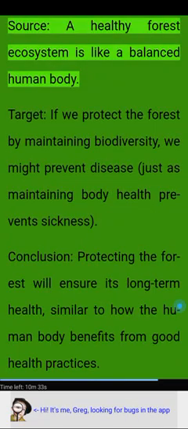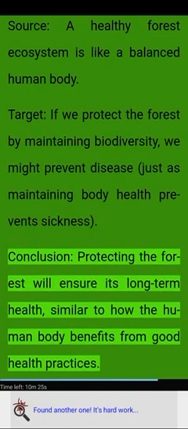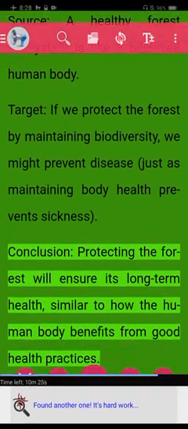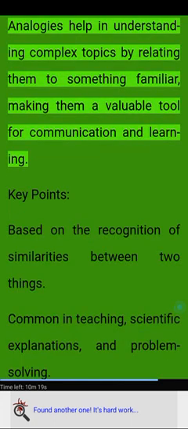Example. Source. A healthy forest ecosystem is like a balanced human body. Target. If we protect the forest by maintaining biodiversity, we might prevent disease just as maintaining body health prevents sickness. Conclusion. Protecting the forest will ensure its long-term health, similar to how the human body benefits from good health practices. Analogies help in understanding complex topics by relating them to something familiar, making them a valuable tool for communication and learning.